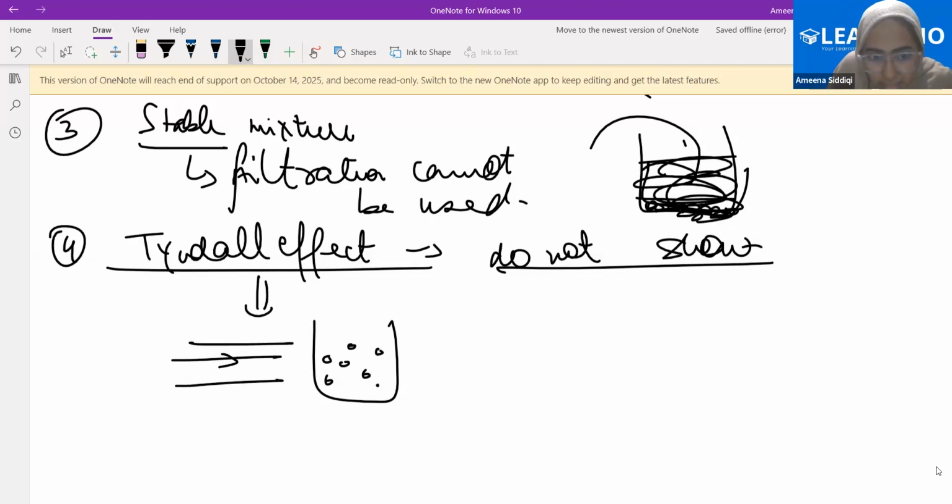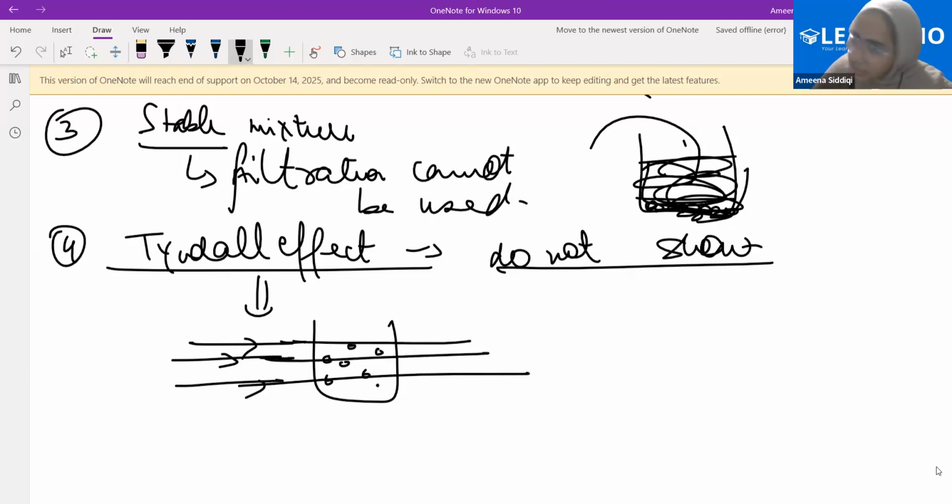I say that the light is coming, the beam or the ray of light is coming, and since the particles are so small, they will not really hinder the path of the light. Therefore, they will not scatter the light. If the light is not scattered, it will go as it is. Therefore, the path of the light will not be visible. We are only able to see the path of the light once it gets scattered.